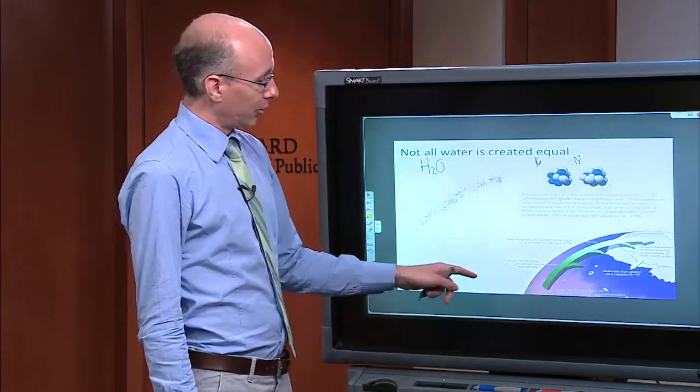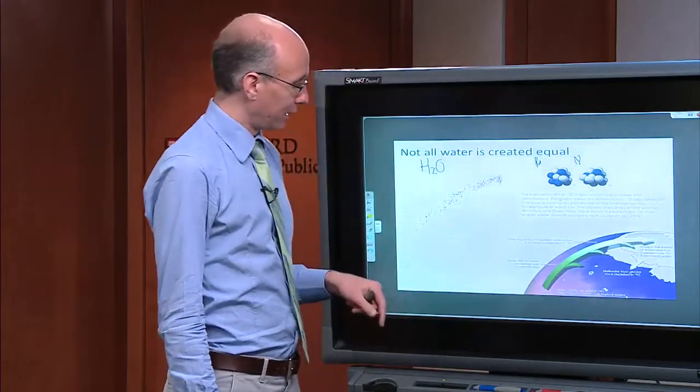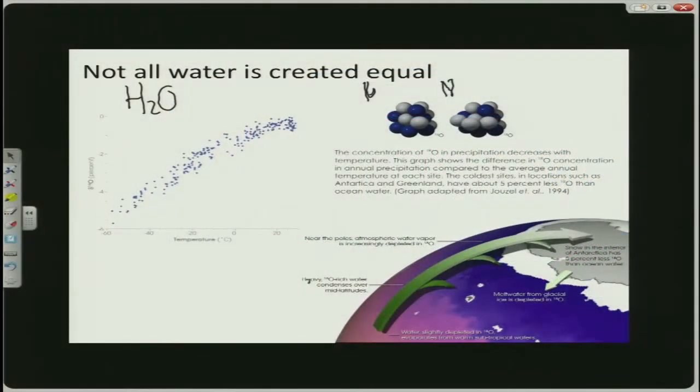So what's displayed in this graph down here is that heavy oxygen-enriched water condenses over mid-latitudes, so it's warmer near the equator. What evaporates is the lighter water, and as it goes towards the poles and things get colder, you see about a 5% lower concentration of heavy water than in the ocean. What that means is that as temperature goes down, the concentration of heavy water also goes down.